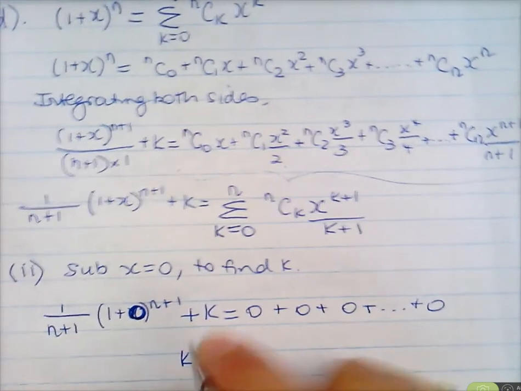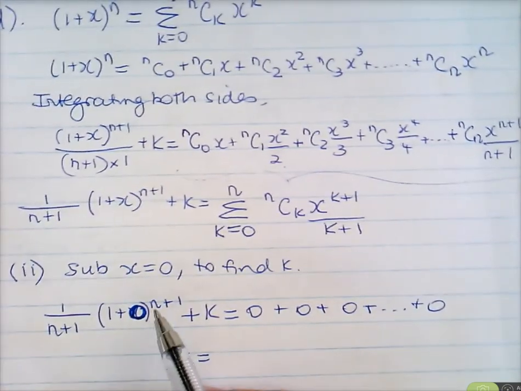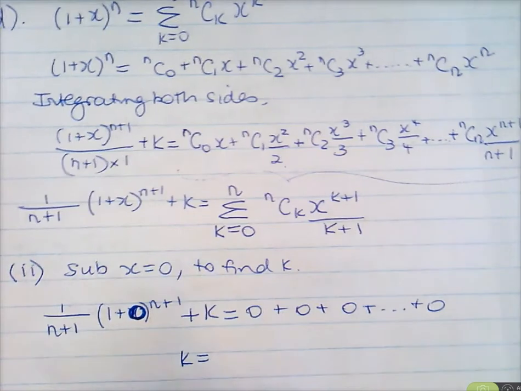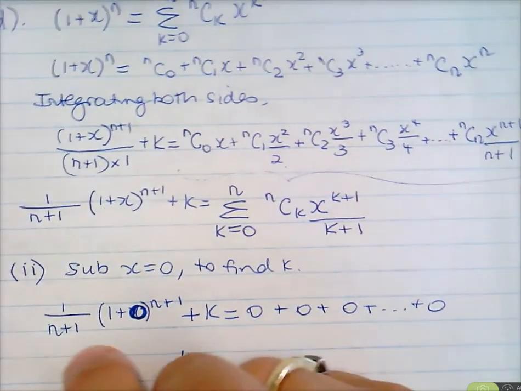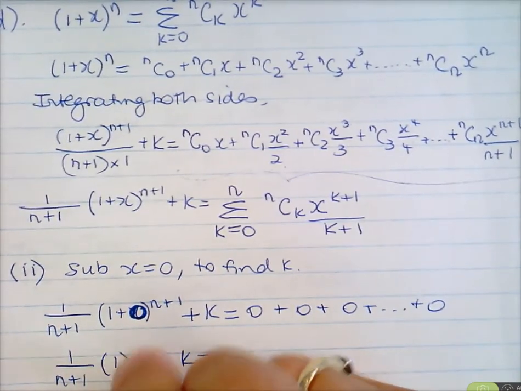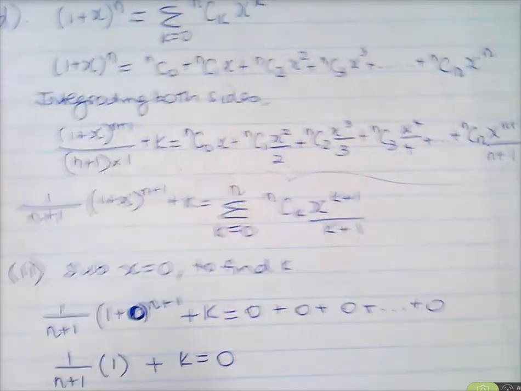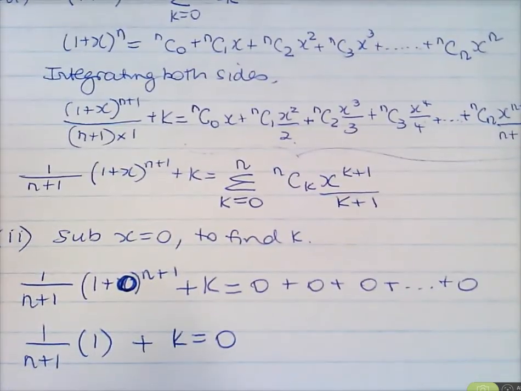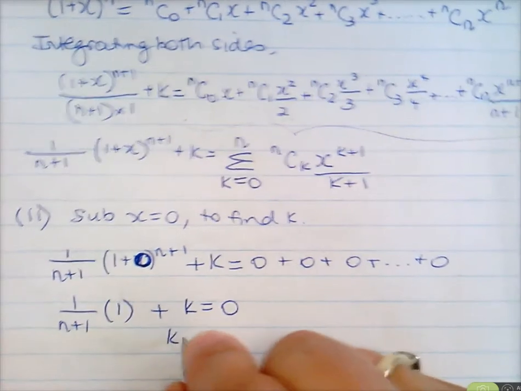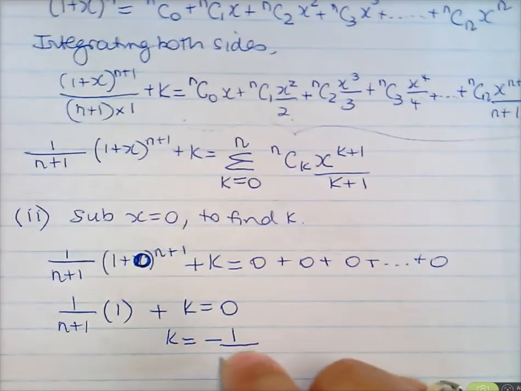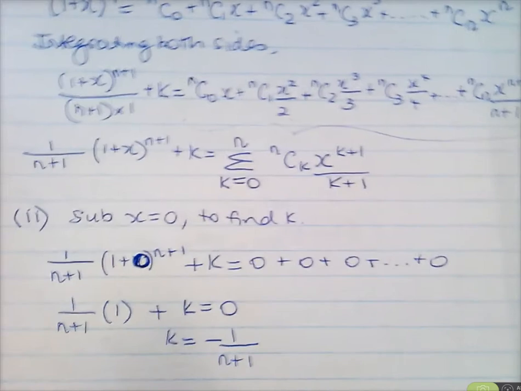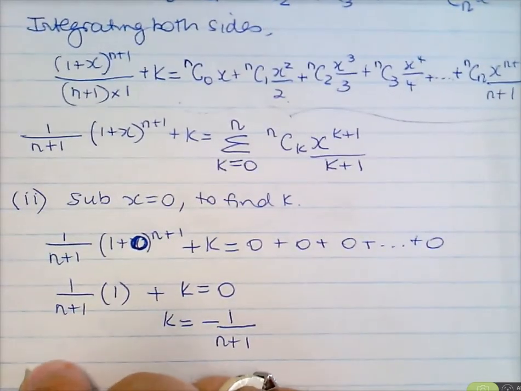Therefore, k is what? Isn't it 1 on n plus 1? So what's 1 to the n plus 1 going to be? So 1 over n plus 1 times 1, plus k is 0. Because n is a positive number, 1 to a positive power is just 1, so therefore k is negative 1 over n plus 1. So part 3.